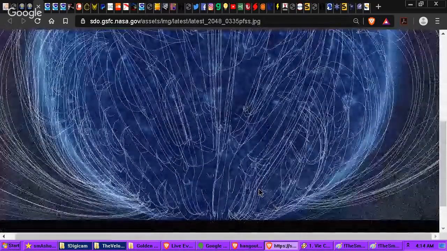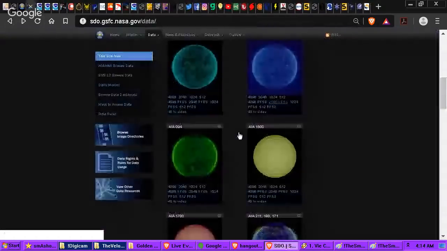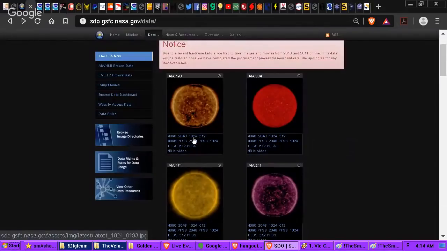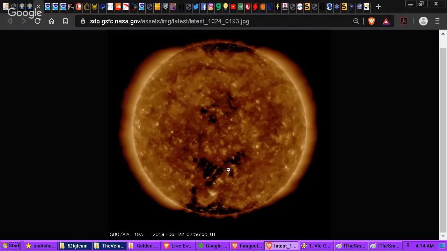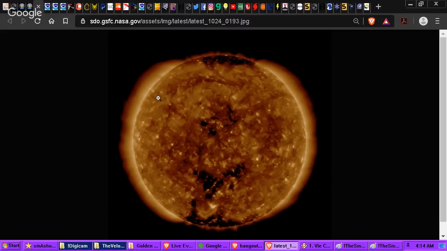Pretty much all closed lines there, folks. We do see some coronal holes there that are kind of Earth facing. I'll show you a big image at 193 angstroms. So that's the most current image there at about 8 o'clock universal time.